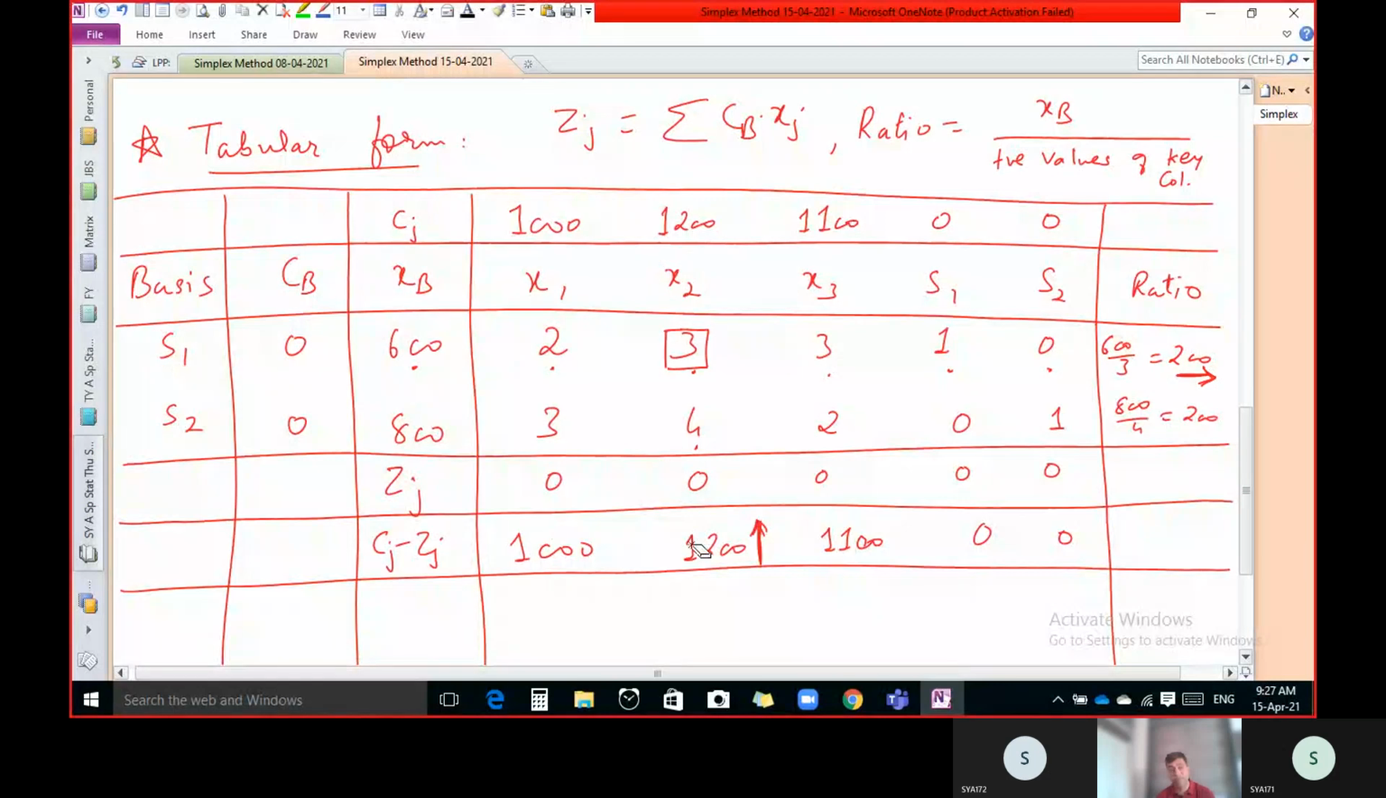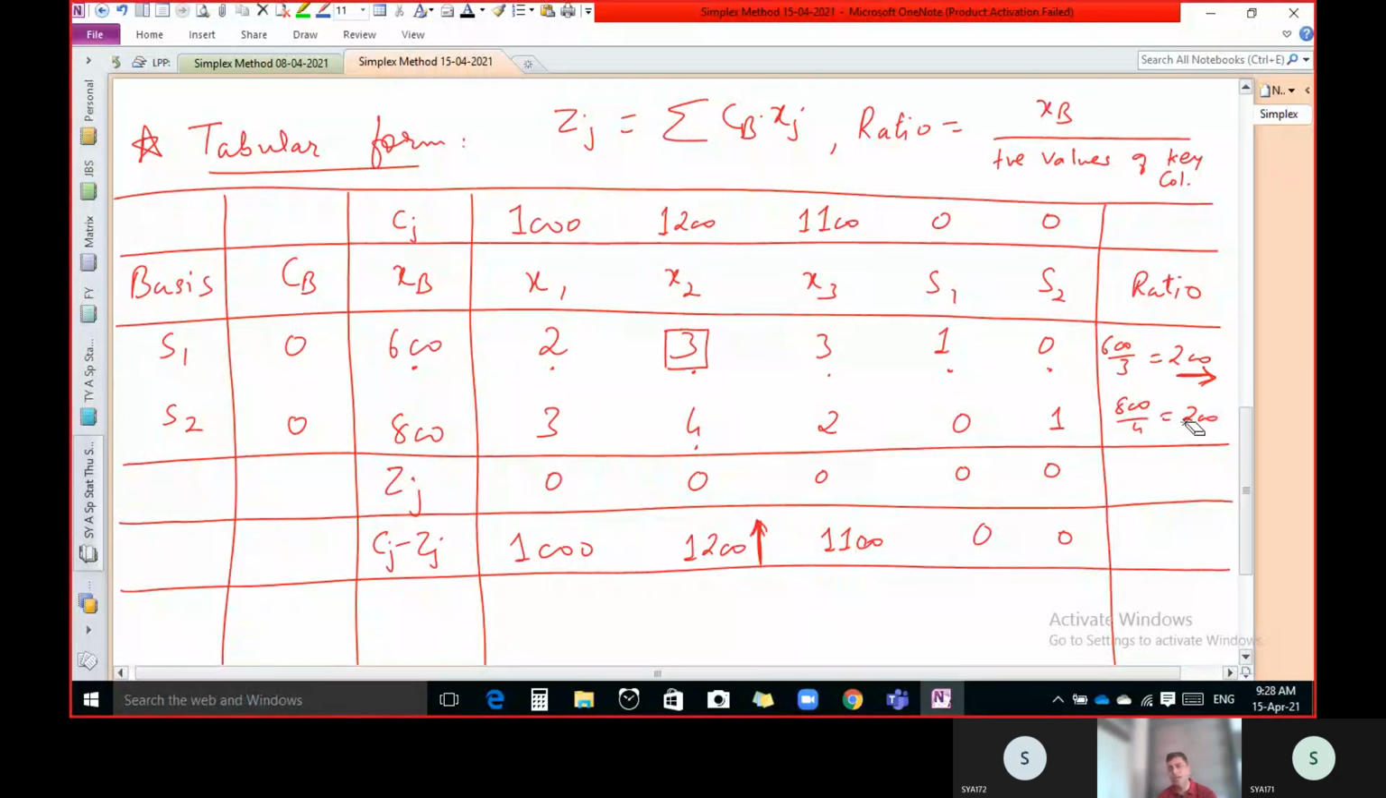So once again, out of the positive values of Cj minus Zj, you have to select the maximum. The maximum is what? Here 1200, for which variable? X2. So X2 will enter the basis. Out of these two, one will leave, and in that place we have to write X2. But to decide which one will leave the basis, we have to find the ratio. And the formula of the ratio is this one.